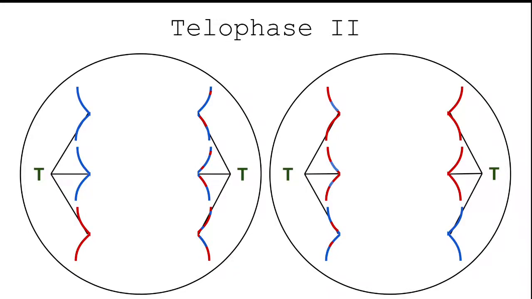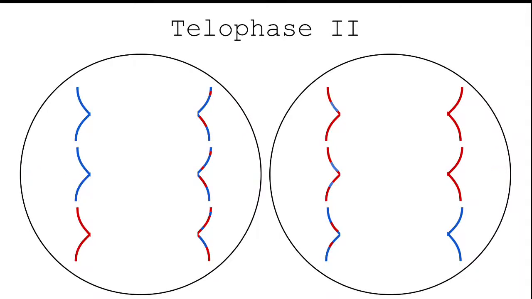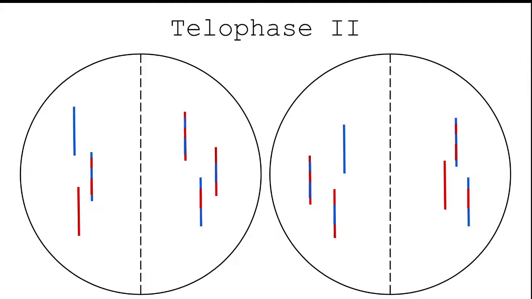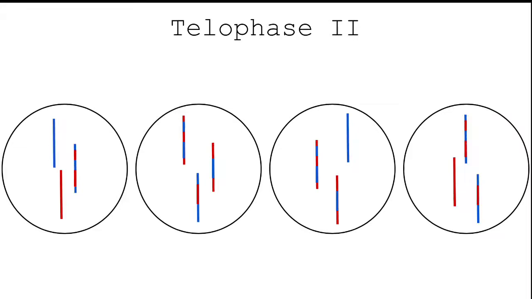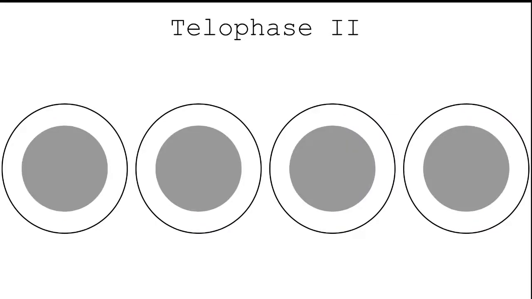In telophase 2, the centrioles and spindle fibers dissolve away. Each of the cells divides again, forming 4 daughter cells. Each of these daughter cells is haploid, which means they have half as many chromosomes as the original cell. Then the nucleus reforms. Meiosis is used to create unique cells, since each of the 4 daughter cells will have different chromosomes and genes than both the original and sister cells.